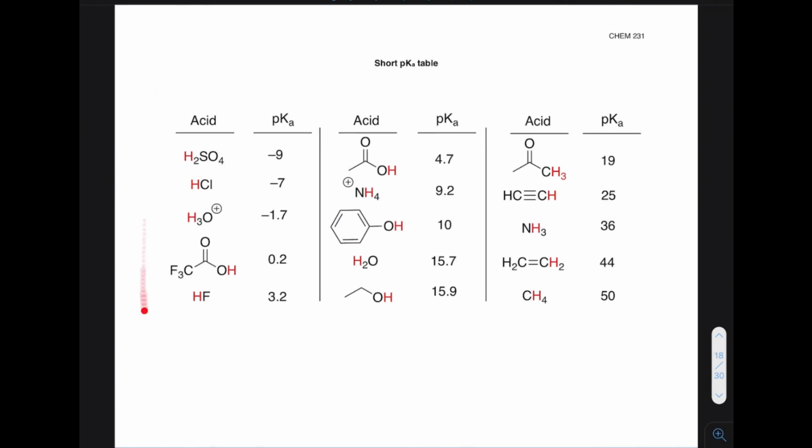So here I just have a short list of pKa's I've generated. And in the next video, we'll be going through why some of these molecules have the pKa's they do, right? So we can look at why does this compound, with 3 fluorines, have a lower pKa? Why is it more acidic than this compound up here, which looks almost exactly the same, except it doesn't have 3 fluorines on this carbon, right? So we're going to start comparing some of these molecules and saying, okay, why is one more acidic than the other?